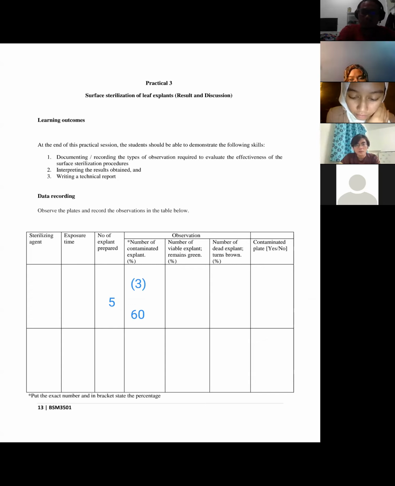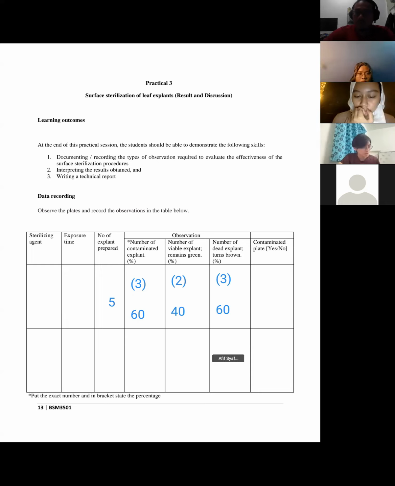So how to know whether the plate is contaminated or not? I refer to the number of viable explants and the number of contaminated explants. For the first table, we know that the 40% of viable explants is lower than the contaminated explants, which is 60%. So I assume that the plate is contaminated because the number of contaminated explants is higher.